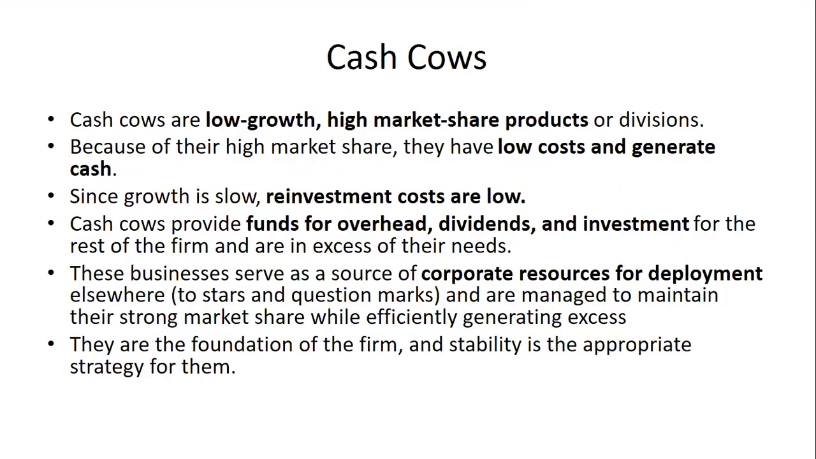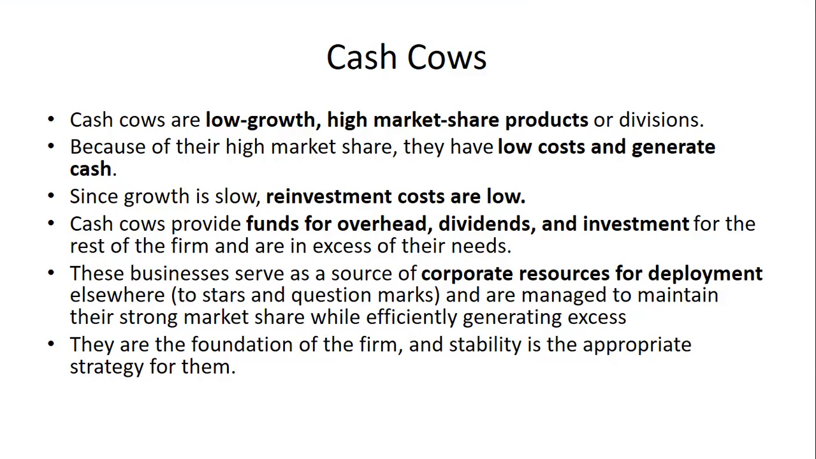Now, when we go to the cash cows, the cash cows are the low growth, high market share products or divisions, you can say. Because of their high market share, they have low cost, and they generate cash. This is what has been observed. Since their growth is slow, the reinvestment cost is low.